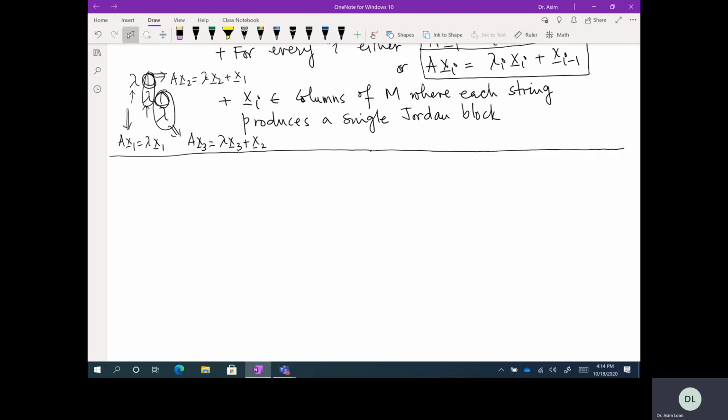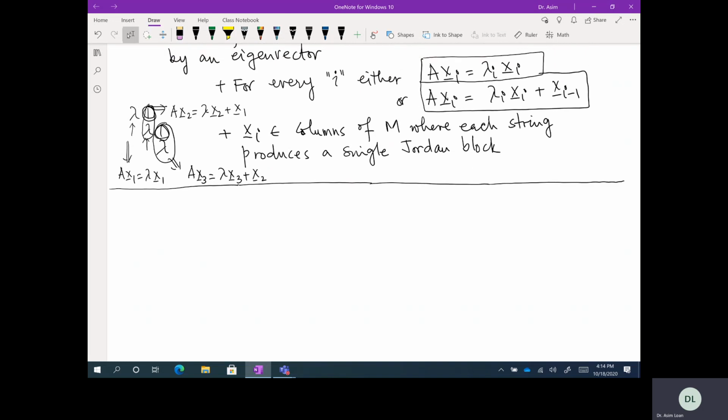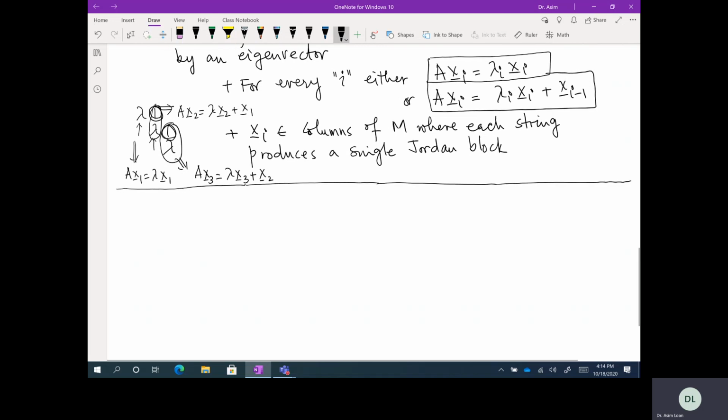So let me give you a computation algorithm, and then we're going to do an example, and hopefully we're going to do 2 examples, and hopefully things will be clearer after the 2 examples. So how do we compute? Computation of Jordan form.